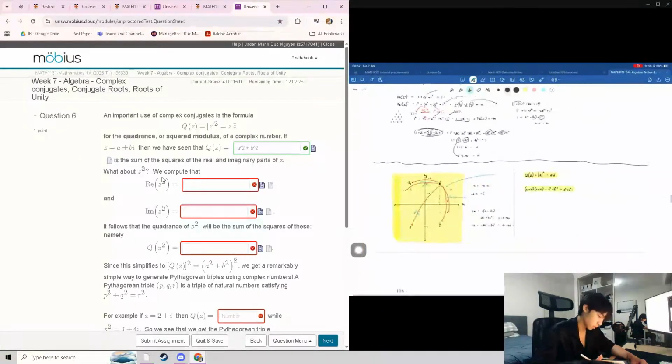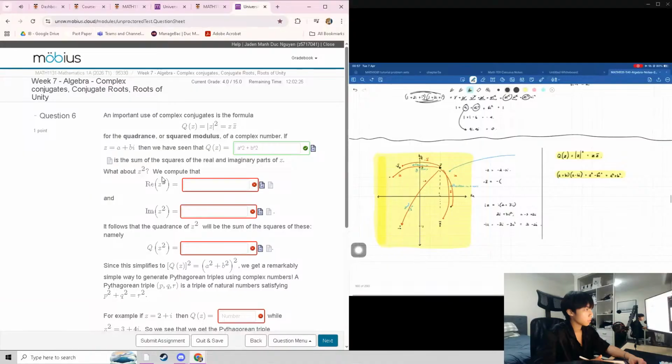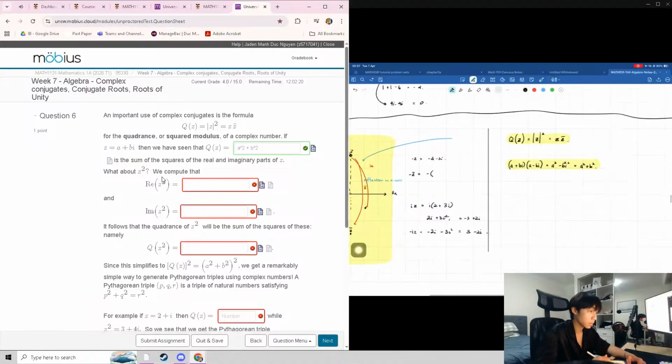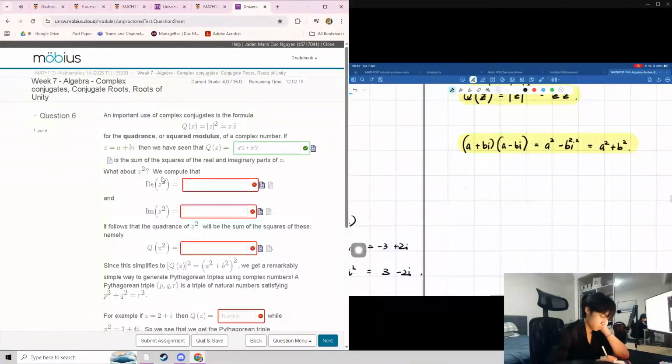Okay? And what do you mean z squared? The real part of z squared is equal to a squared plus 2ab plus b squared. So minus b squared. Do you want me to write that?